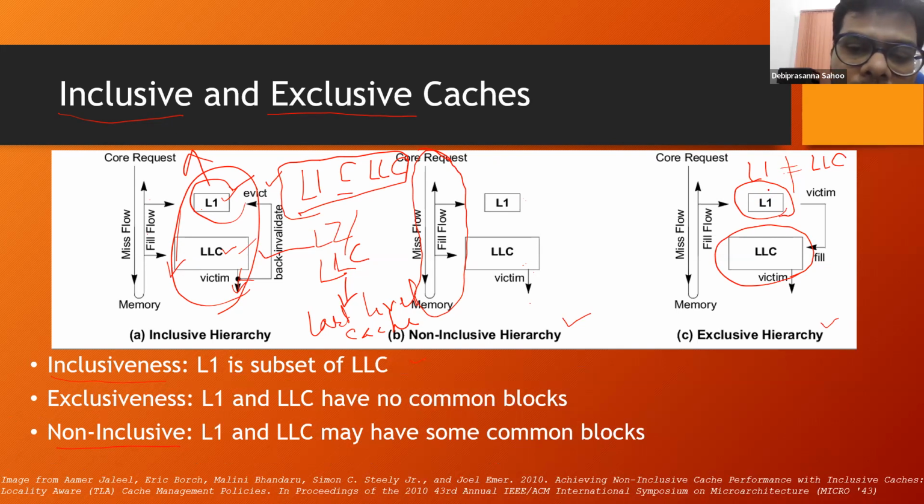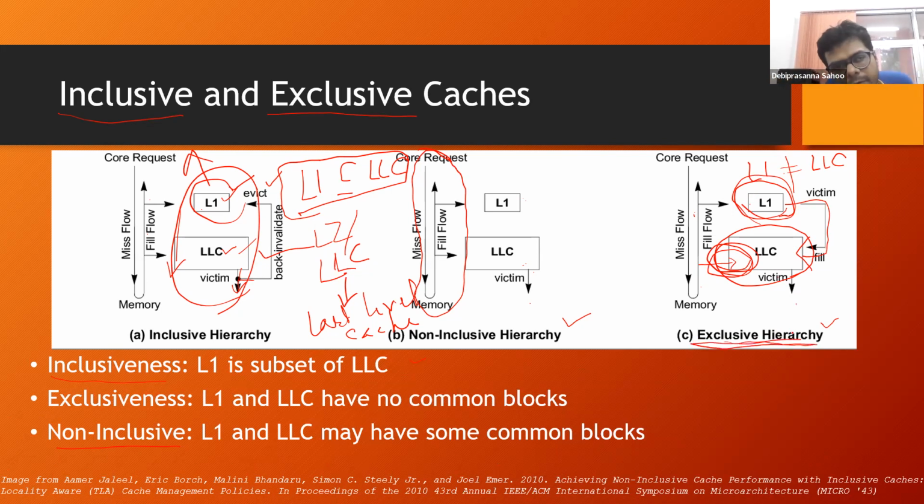So how is the core request flowing? When there is an L1 cache miss and an LLC cache miss and memory is supplying the data, you do not install the line into LLC. You don't put the line into the last level cache. You put the line into the L1 cache. Upon eviction from the L1 cache, only then you put the line into the LLC. And when you evict from LLC, it is gone. You don't talk to the L1 from there on. In this way, you maintain exclusivity.